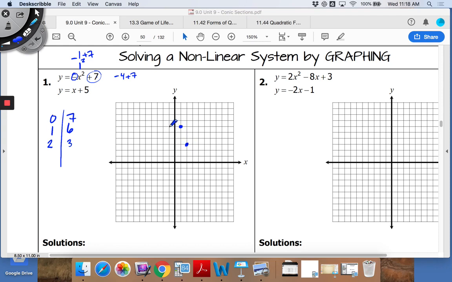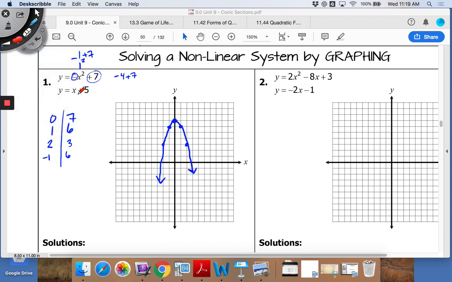So I'm going to try a negative 1, but what you're going to notice is this is starting to come down. So my guess is that this is the vertex, and so if I put a negative 1 in, negative 1 squared is 1, the opposite of that is negative 1 plus 7 is 6, so I know that I can mirror on the other side. And so my rough sketch of my parabola would be something like this.